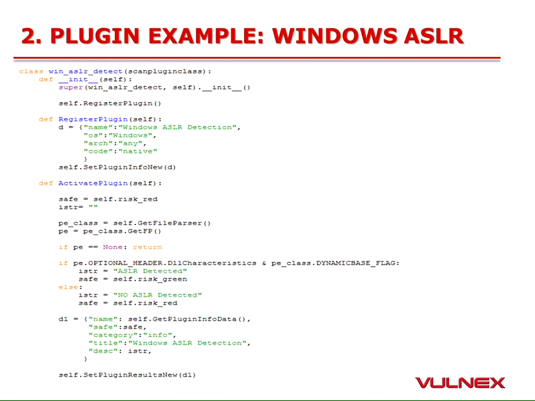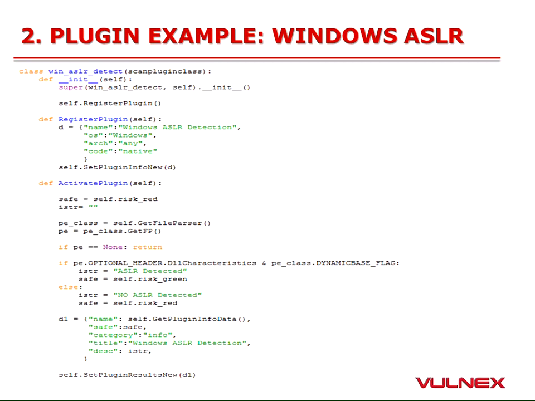This is the check for Windows, for checking the ASLR. So here, if you look into the activate plugin function, you can see that we are getting the file parser. Actually, BinSec Sweeper will do the work for you. It will tell you this is a Windows binary or a Linux binary, and it gives you the correct class to handle that file. So here, because I want to access Windows, it detected it was a Windows binary, so I get that Windows binary, and I can perform all kinds of tests, parsing the headers or the data of the file.